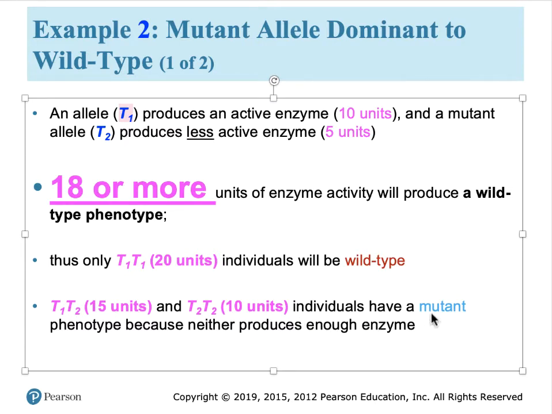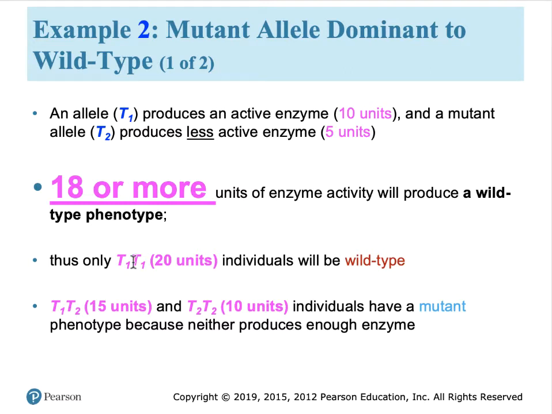So individuals with this will have a mutant phenotype because neither possesses or produces enough enzyme to exceed the threshold of 18. From the mathematical calculation and from the biochemical calculation, there's not enough product produced by this biochemical pathway to make the phenotype wild type. We see that the heterozygous condition is very much the same as the homozygous recessive mutant condition.